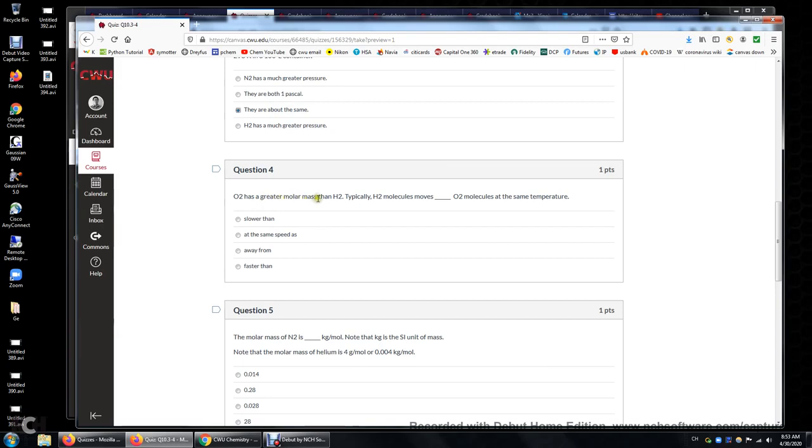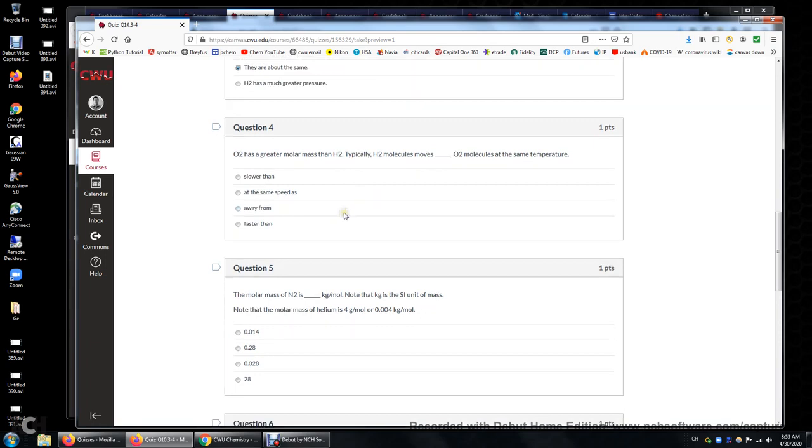O2 has a greater molar mass than H2. Okay, over here, this molar mass does matter. The speed is proportional to the square root of 1 over the molar mass. Therefore, H2 moves faster than O2 at the same temperature. So, all right. Again, the speed is inversely proportional to the square root of the molar mass.